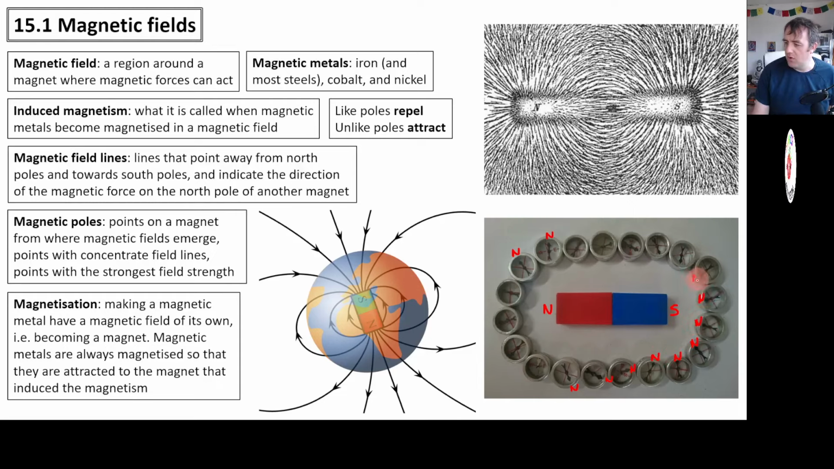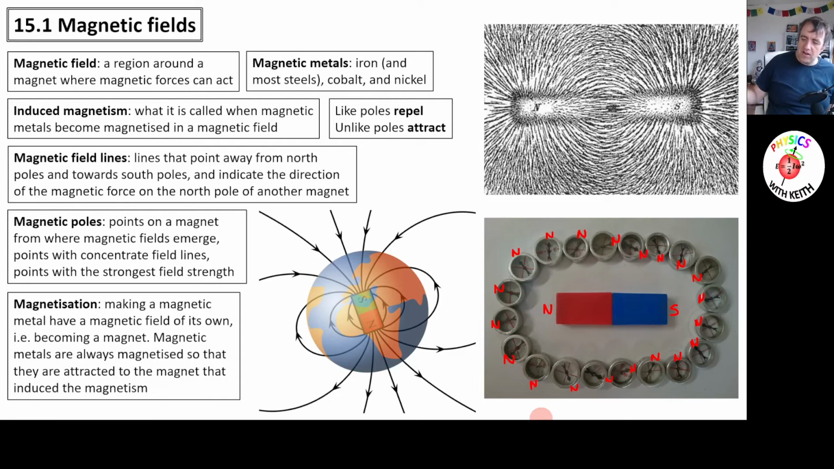And the compasses have rotated themselves around so that the north poles point towards the south pole of the big magnet in the middle, and the north poles of these plotting compasses point away from the north pole of the magnet in the middle. I can't even see that one. Oh, there it is. See the reflection from that bit there. So that is what we see.